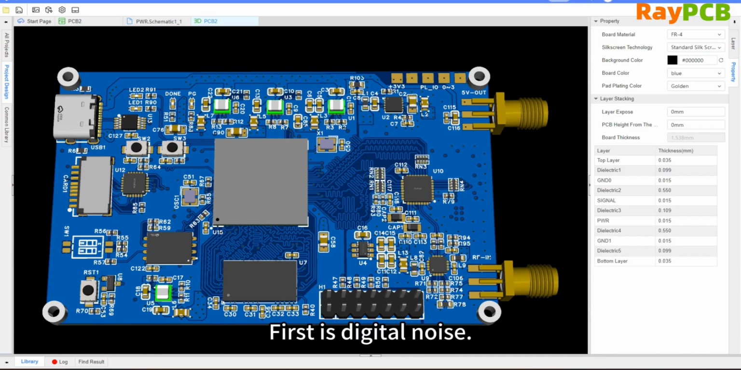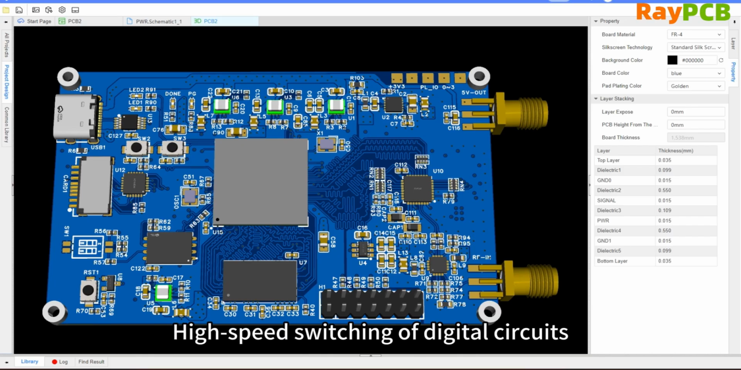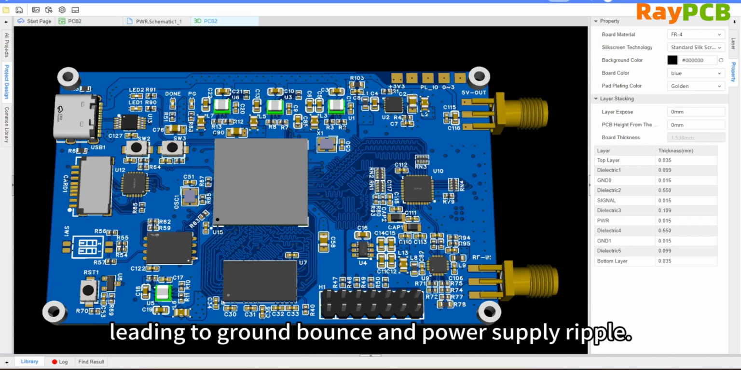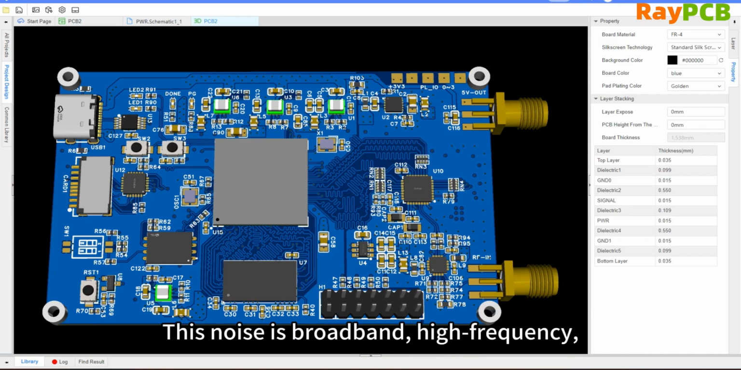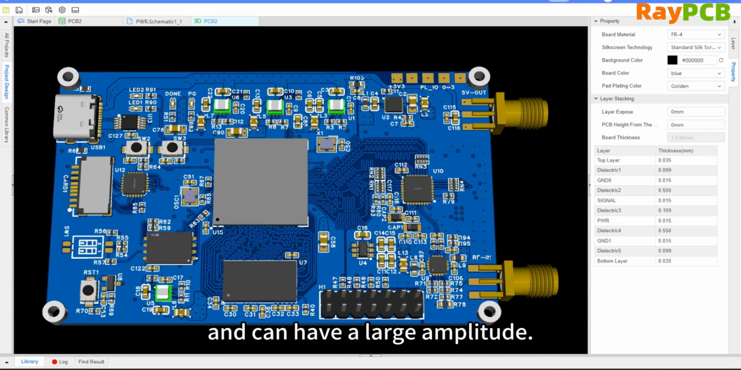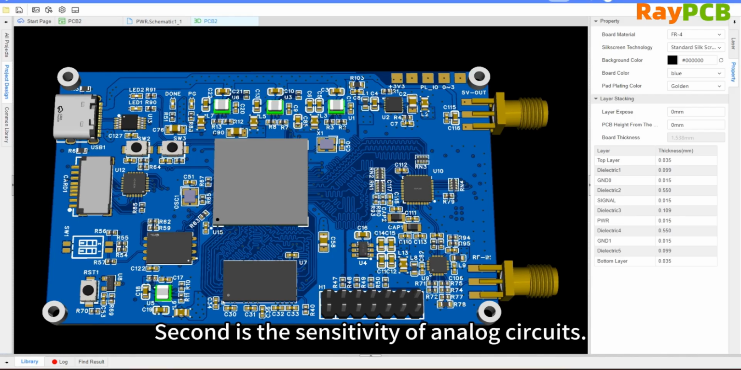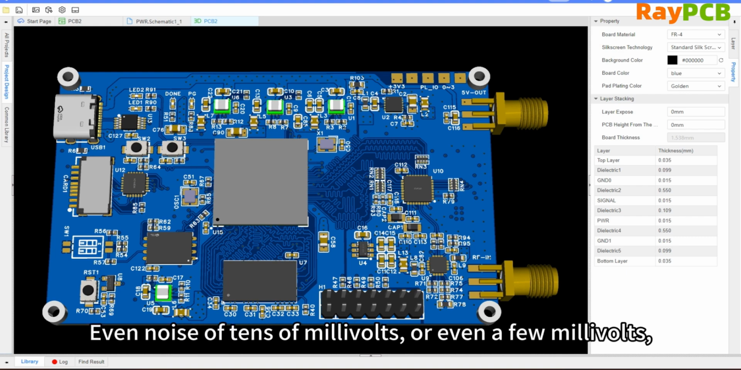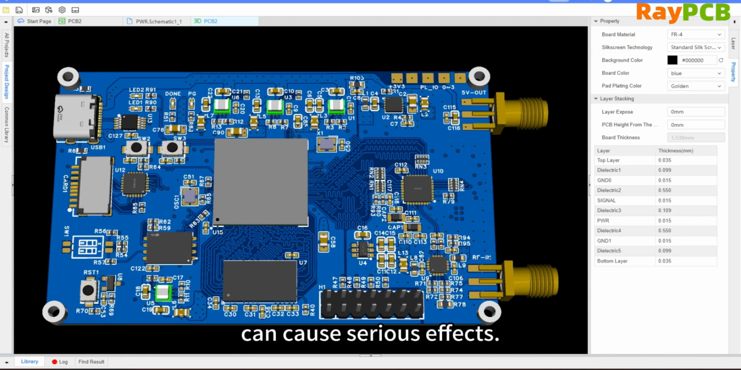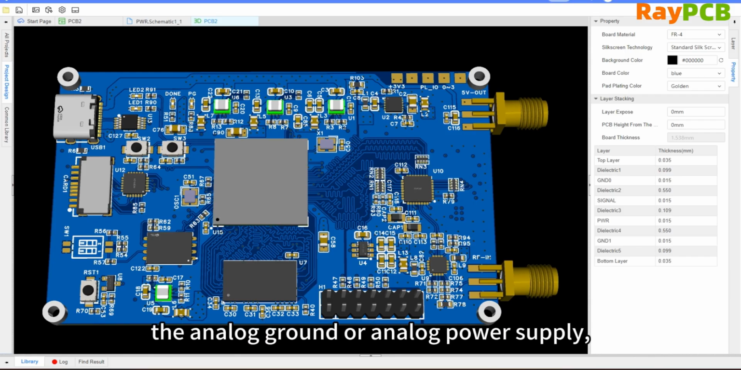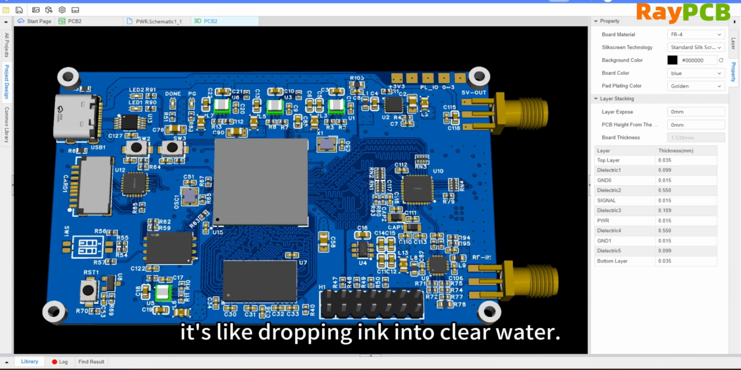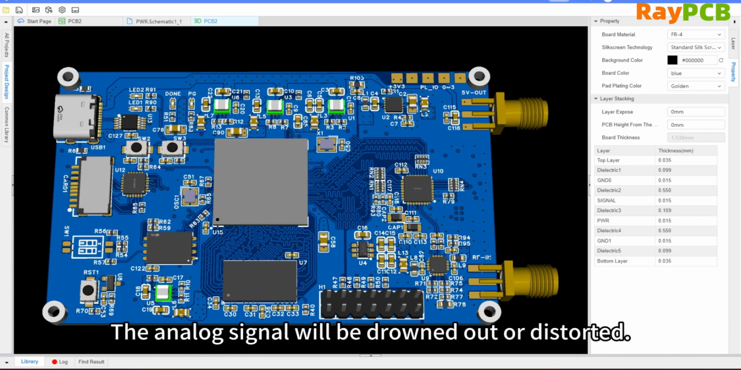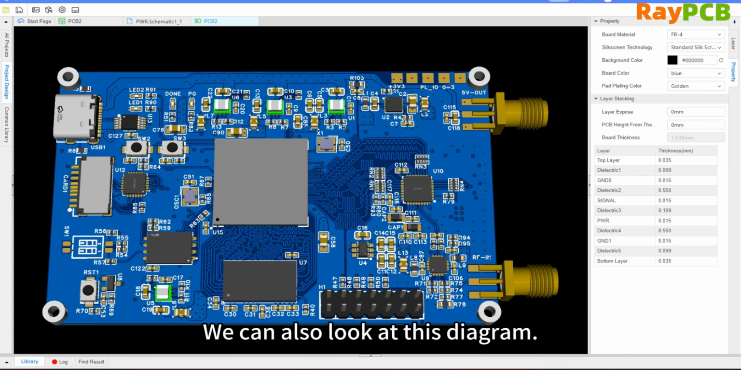First of all, digital circuits generate transient switching currents during high-speed switching, which lead to ground bounce and power supply noise. These noises are broadband, high frequency, and can have large amplitudes. Secondly, there is the sensitivity of analog circuits. Analog circuits, especially high precision ones, are extremely sensitive to any form of noise. Even noise as small as a few tens of millivolts or even just a few millivolts can have a serious impact. Finally, there is mutual contamination. If digital circuits pollute the analog ground or analog power supply, it's like dropping ink into clear water. The analog signal will be drowned out or distorted.